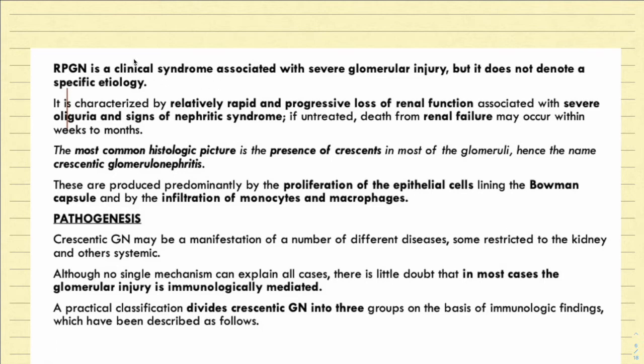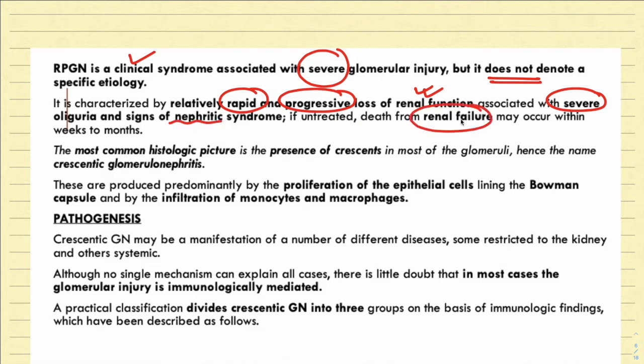RPGN is a clinical syndrome associated with a severe glomerular injury, but it does not denote any specific etiology. It is characterized by a very rapid and progressive loss of renal function associated with severe oliguria and signs of nephritic syndrome. If untreated, death from renal failure may occur within a few weeks to months. Now, the most common histologic picture here is the presence of crescents in most of the glomeruli, hence the name, crescentic glomerulonephritis.